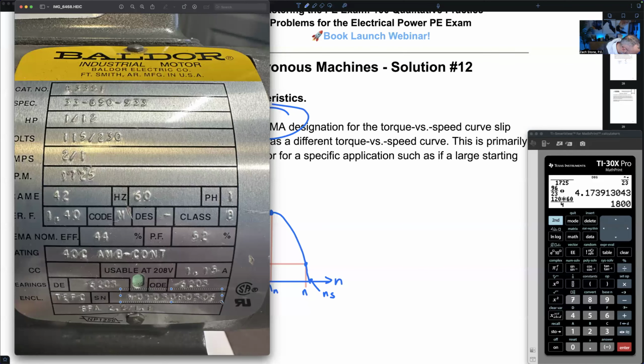And then the last is SFA 2.2/1.1. I'm not sure what that is. SF makes me think of service factor, but we already have the service factor right here, SCRF 1.4. So I'm not sure what that is. They can ask you a ton of questions on motor nameplates as well.